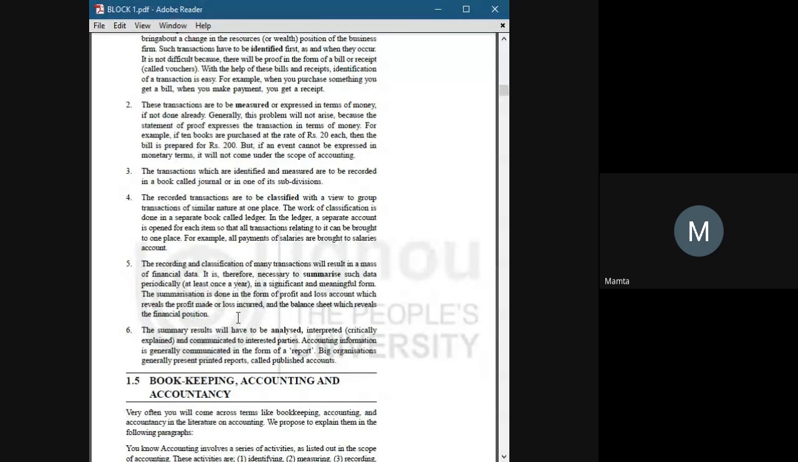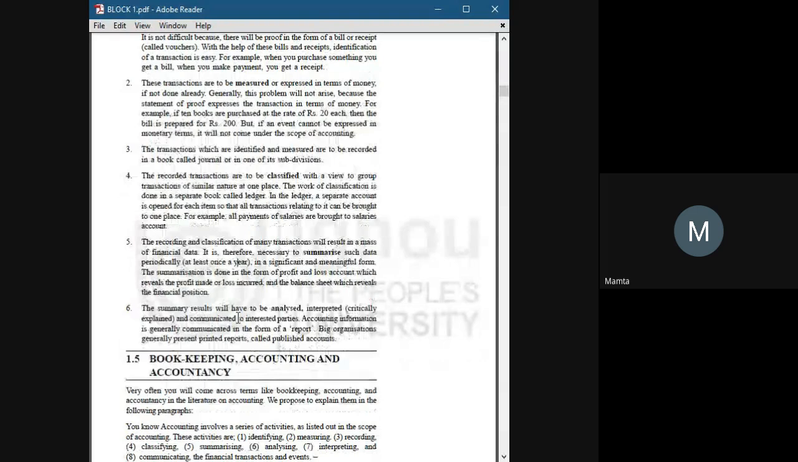So where I was, like, here. Then we purchased 10 books for 20 rupees each. Now we have to measure the particular amount, the total amount of that transaction, like 10 into 20, which will be 200 bucks. So the measurement part is there. The next part is to record that transaction. Now we will record this transaction in the form of journal or subsidiary books.